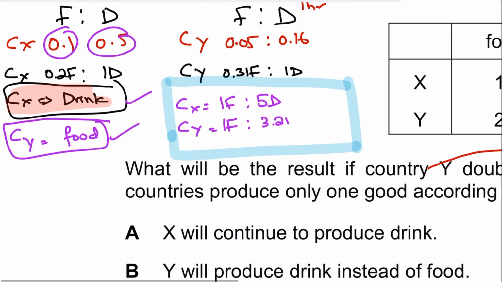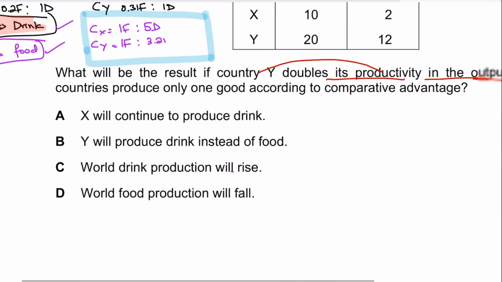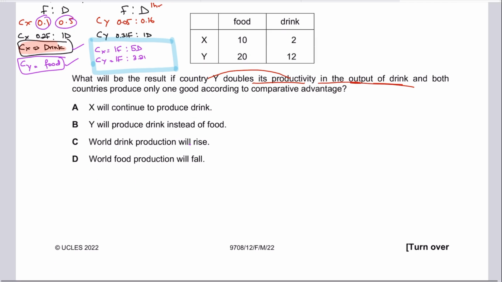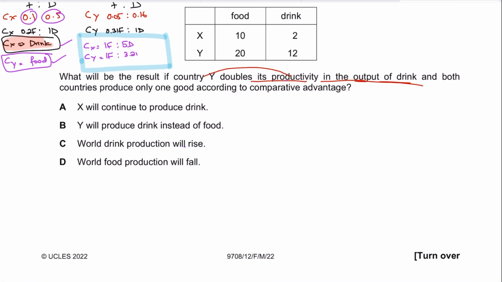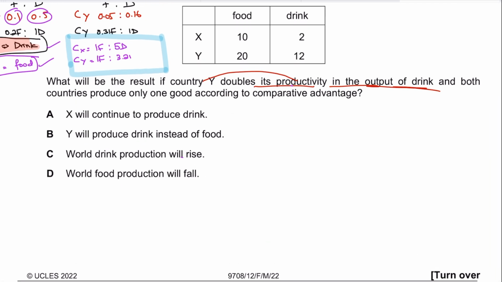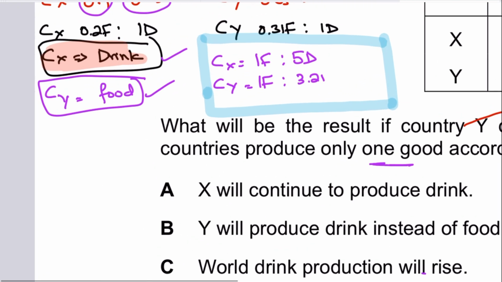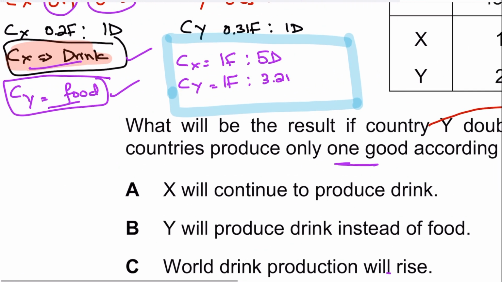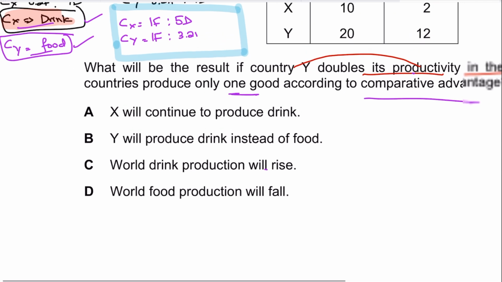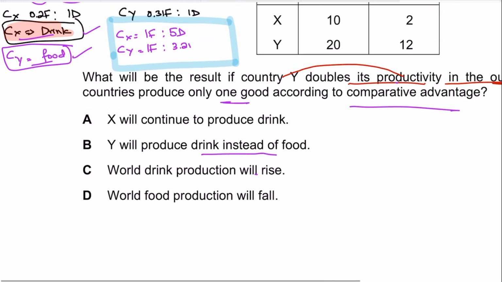Okay, this is a simple MCQ. Now they are asking us that country Y doubled its productivity, that we sorted out. And both countries now produce only one good according to comparative advantage. So country X will produce drinks, country Y will produce food. Now, will country Y produce drink instead of food? No. Country Y will actually produce food because that is where it has a comparative advantage. This is not the correct answer.